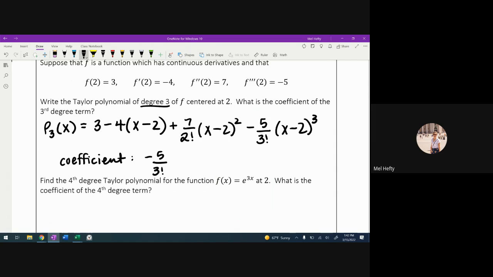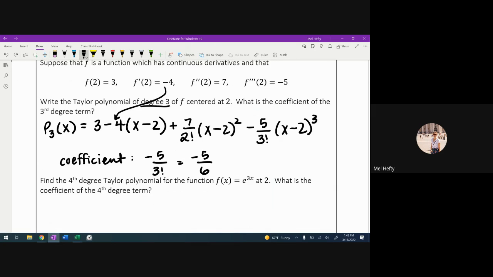-5 over 3 factorial, or -5 over 6. So just reiterating that coefficient means the number in front of that term, not the whole term itself. So we would just want the number. Where did you get the -4? Given as my first derivative. So I could write this over 1 factorial if I wanted to, but that's going to be my first derivative there.